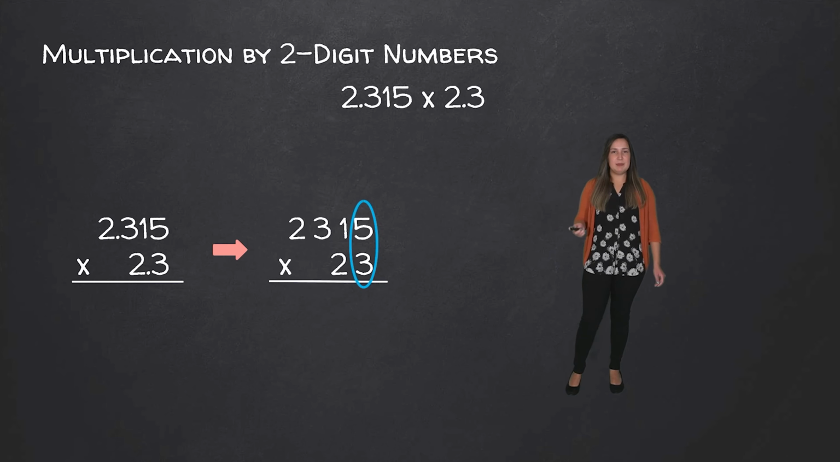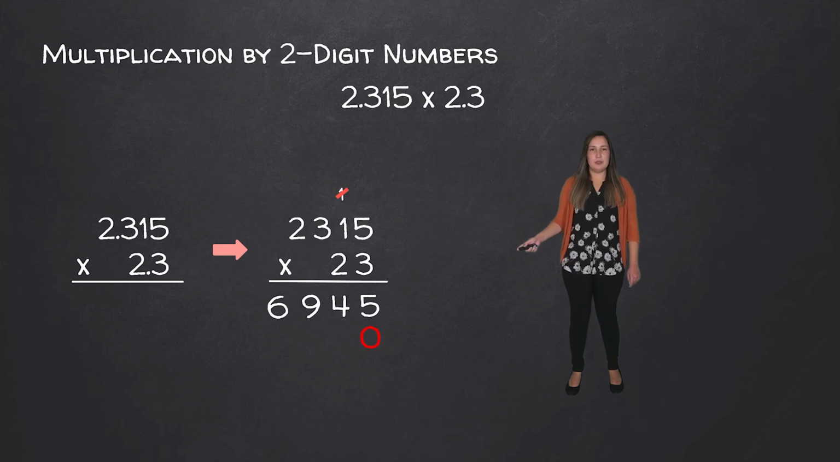So 3 times 5 is equal to 15. Bring down the 5, bring up the 1. And then 3 times 1 is equal to 3, but don't forget to add the 1 above it, making it equal to 4. And then 3 times 3 is equal to 9. 3 times 2 is equal to 6. And then before we start multiplying with the 2, we're going to add a 0 as a place value holder.